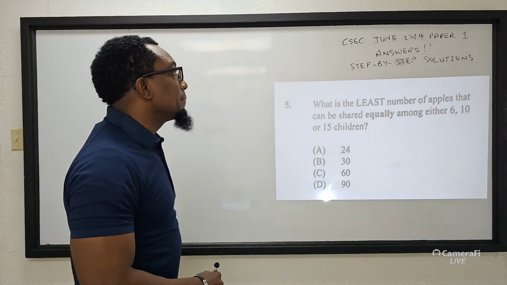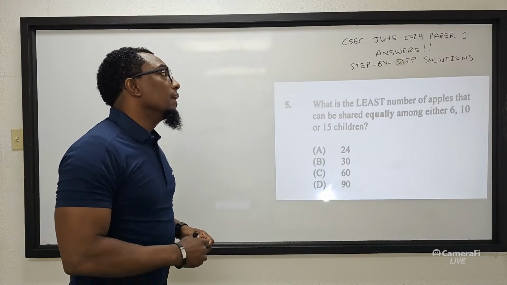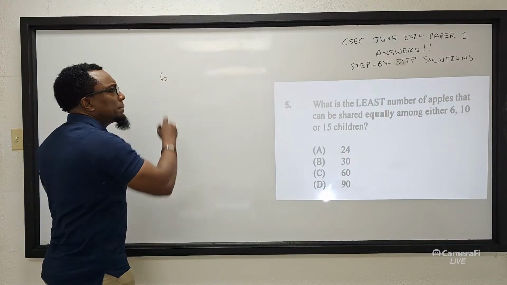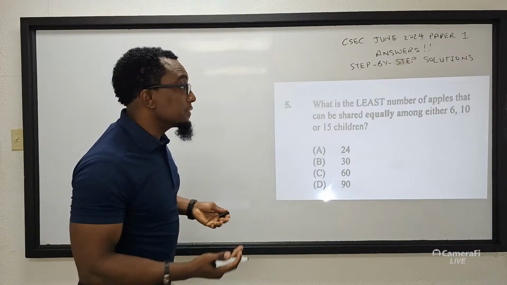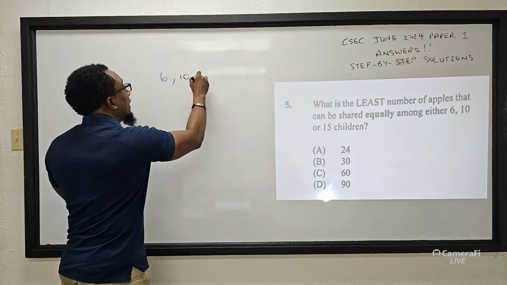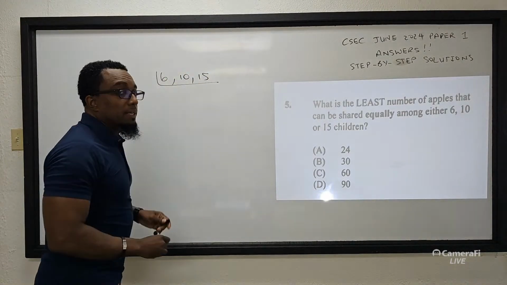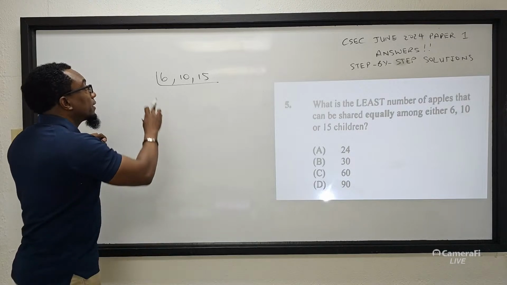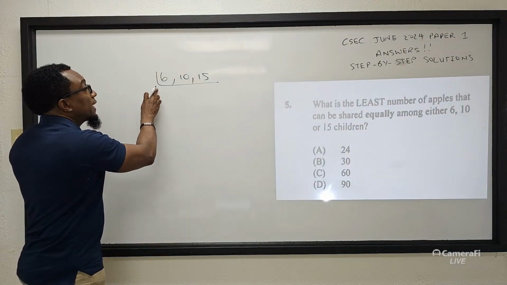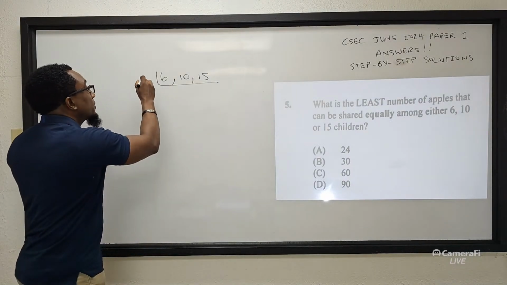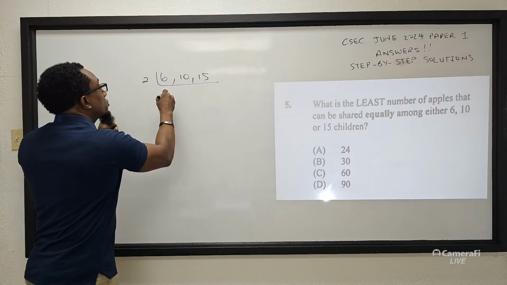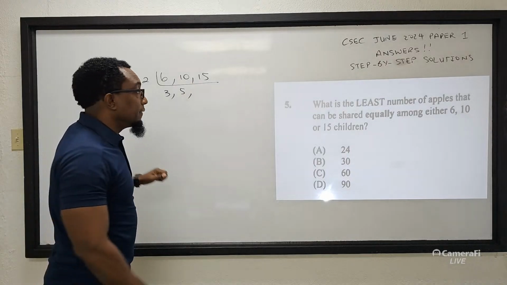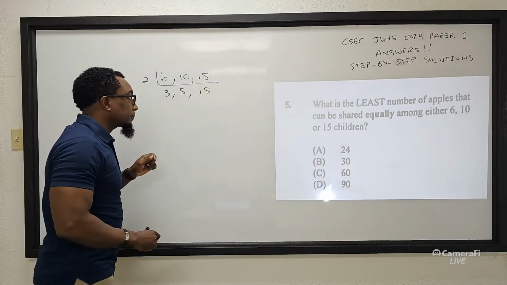What is the least number of apples that can be shared equally among either 6, 10, or 15 children? Anytime we talk about the least number, we know it's the LCM. So we have 6, 10, 15. Let's quickly find the LCM. We start by dividing by the lowest prime number, which is 2, because 2 can divide exactly into 6 and 10. So 2 into 6 is 3, 2 into 10 is 5. 2 cannot divide exactly into 15, so we bring down our 15.